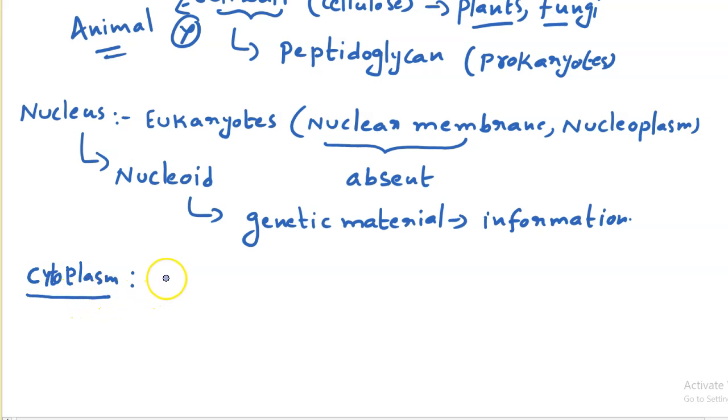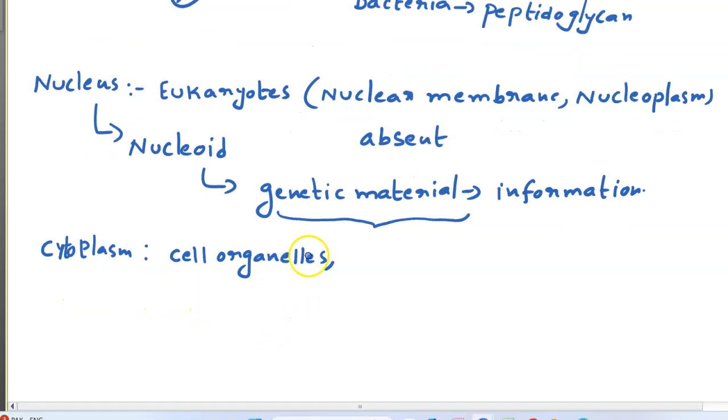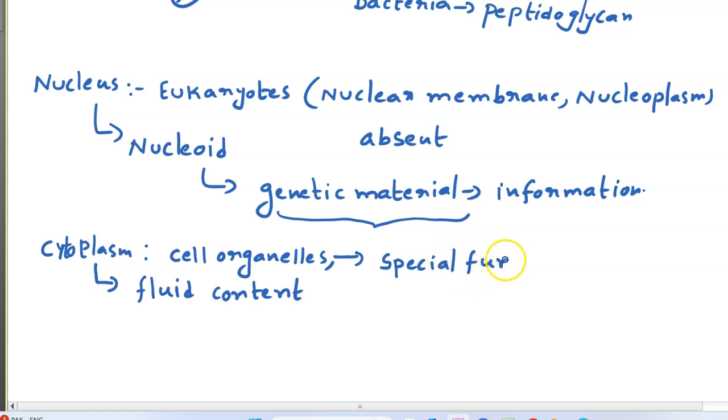Then we have cytoplasm in which cell organelles are present. As we said, the fundamental unit of the living organism is the cell, and this cell is made up of cell organelles. This cytoplasm is a fluid content that is present inside the cell, which is surrounded by plasma membrane. Each cell organelle performs special functions that help in survival of the cell. Let us consider a few of the cell organelles.